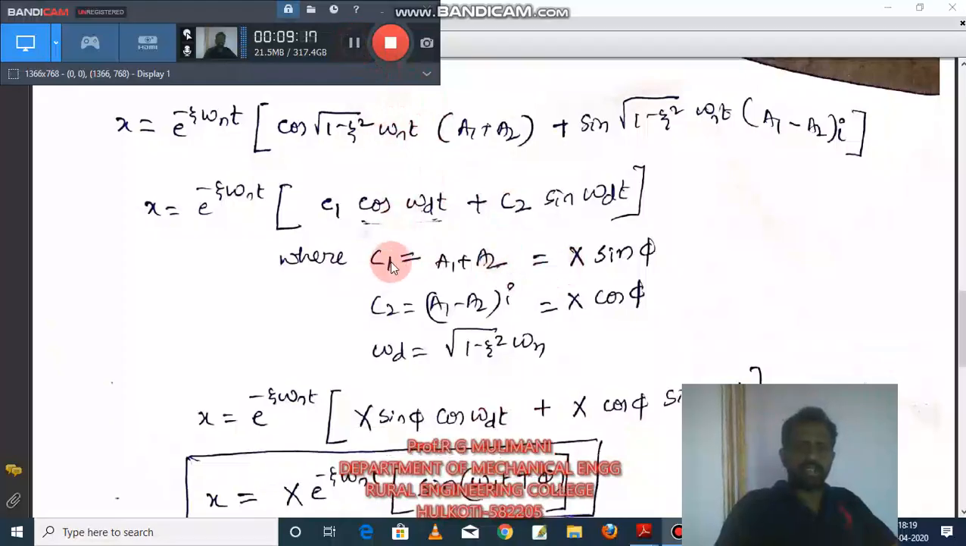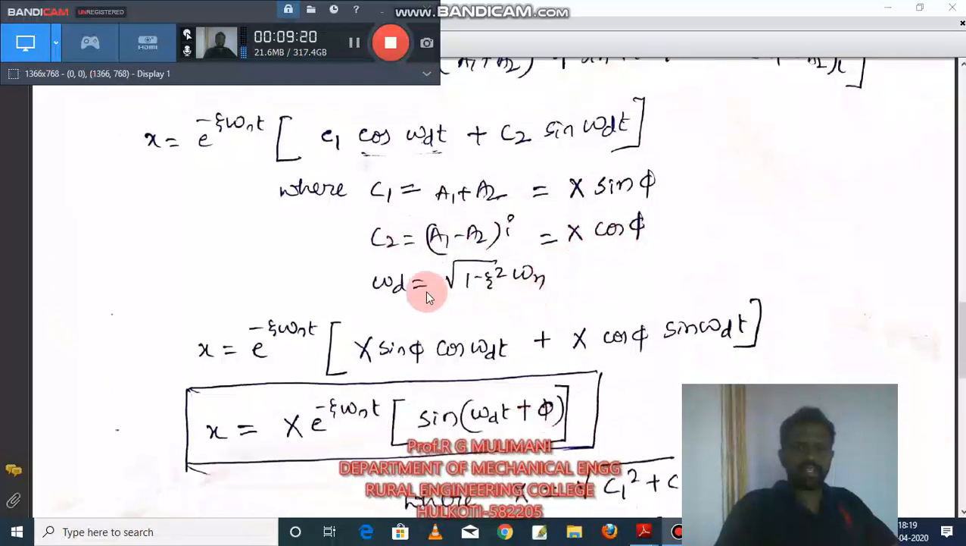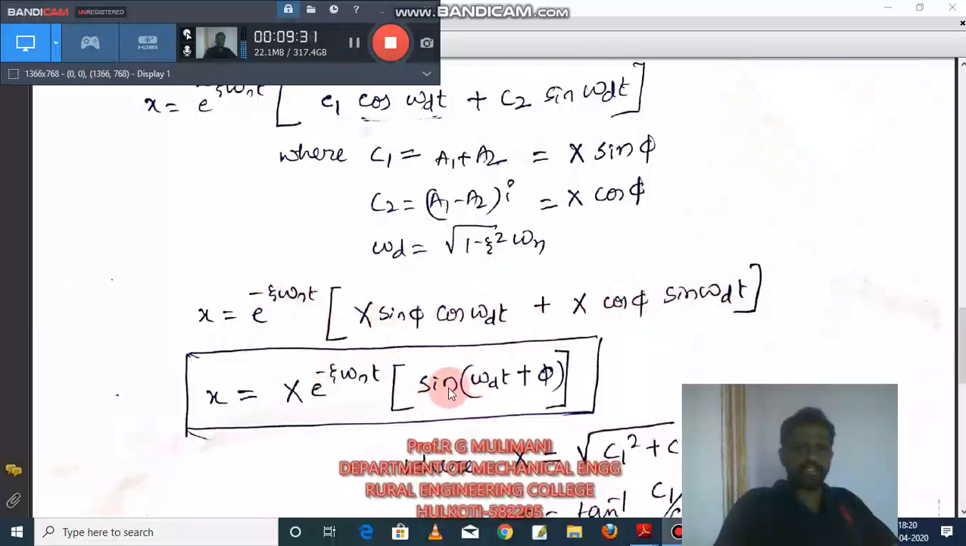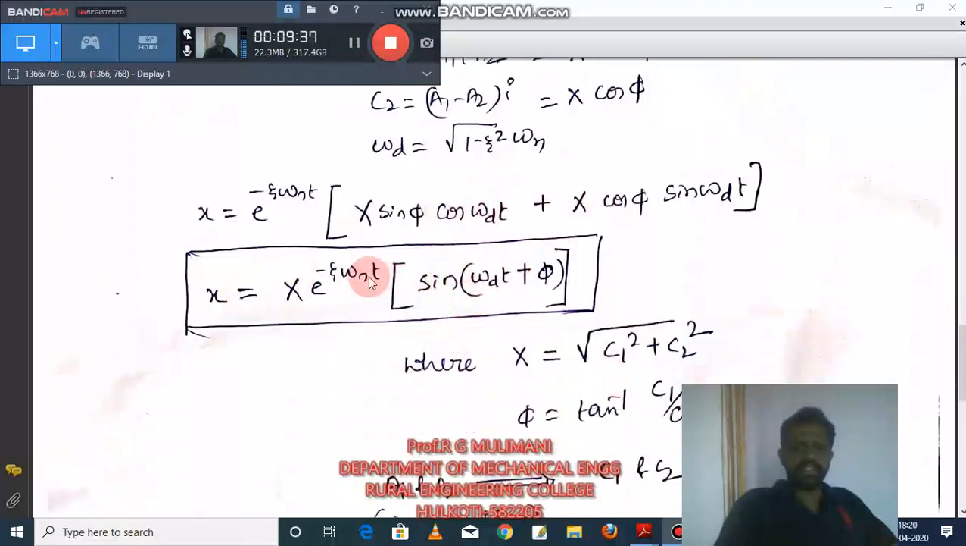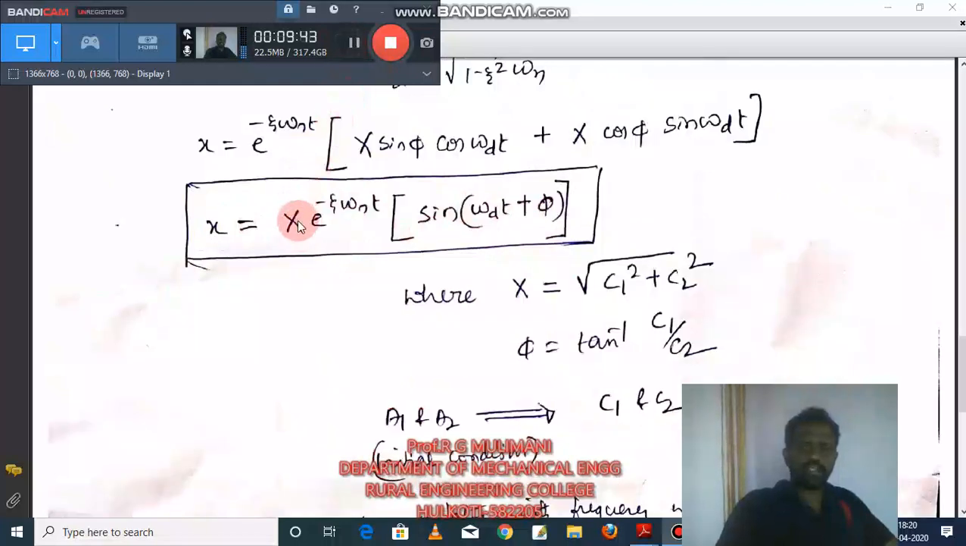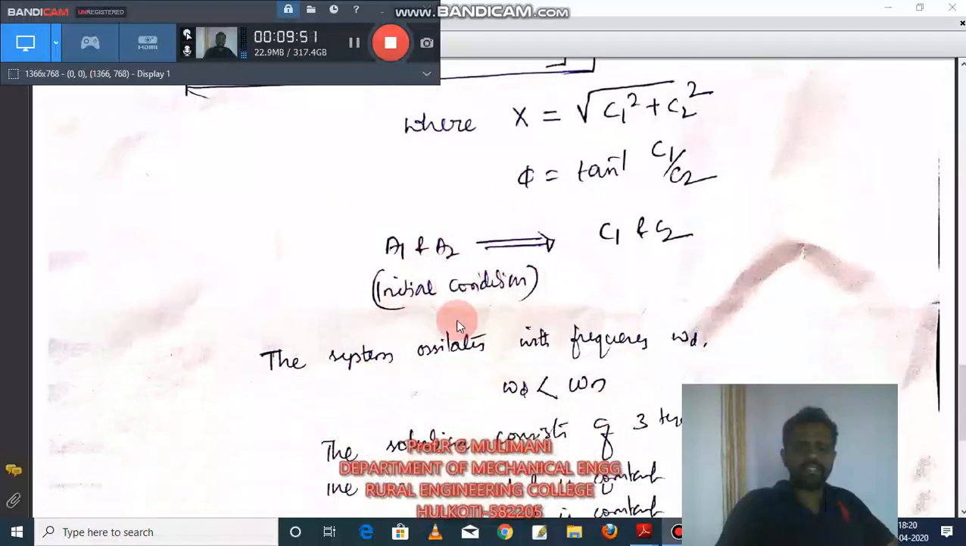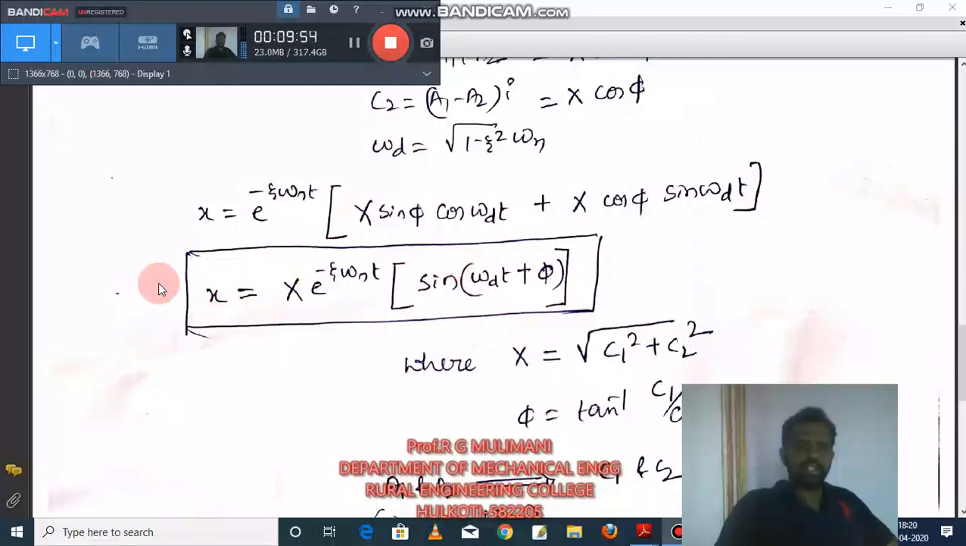Substituting c1 as x sin phi and c2 as x cos phi, it can be expressed with e raised to minus zeta omega nt. The sin phi cos and cos phi sin terms can be expressed as a sine function of the a plus b form. This is the response for the underdamped system, where x is the amplitude, which can be determined by c1 and c2, which in turn are determined by a1 and a2, that is, by the initial conditions. This is the response for the underdamped system. Thank you.